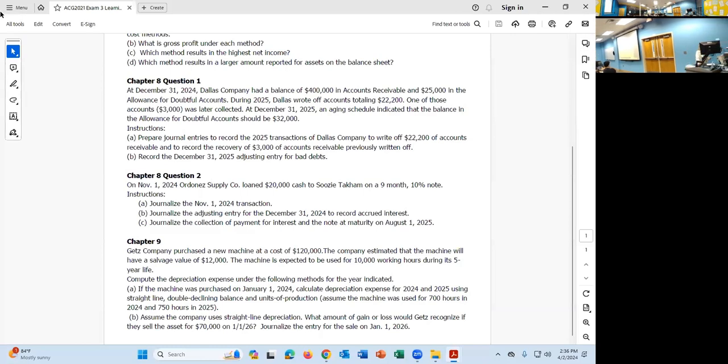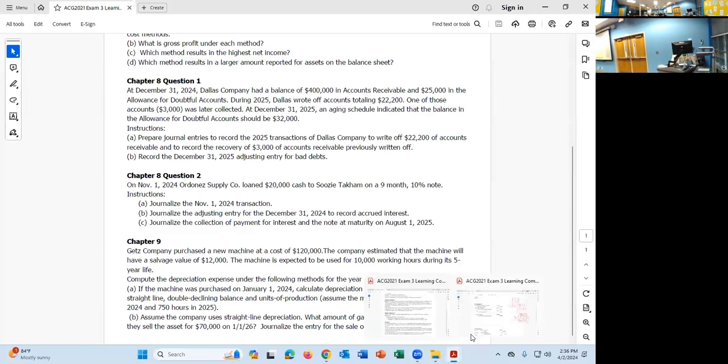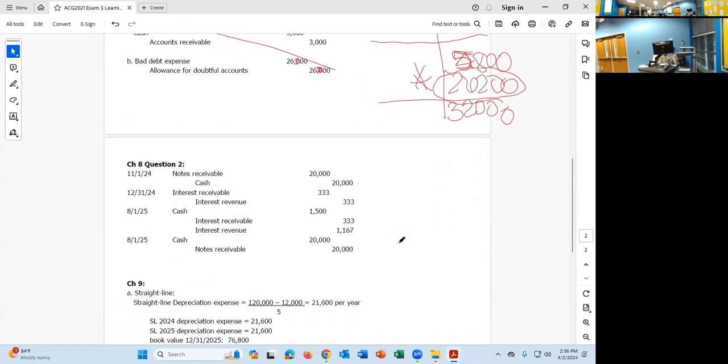So when we think about our journal entries related to notes receivable, again, the entry to issue that receivable, no big deal there. We debit notes receivable, credit cash. The ones that require some calculation are the interest entries. And again, at the end of the year, when we do adjusting entries, we've got to record an interest receivable and interest revenue for the amount of interest that we've earned.